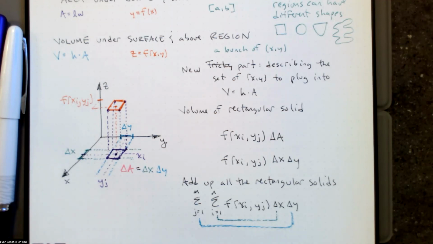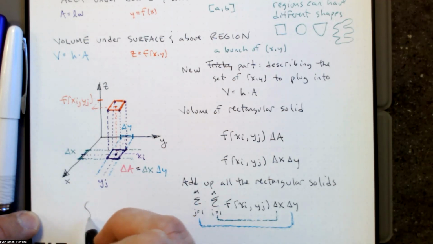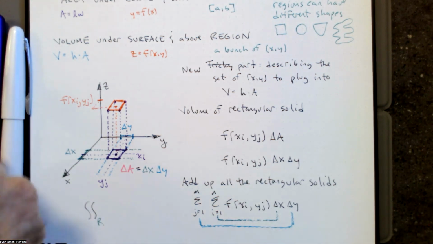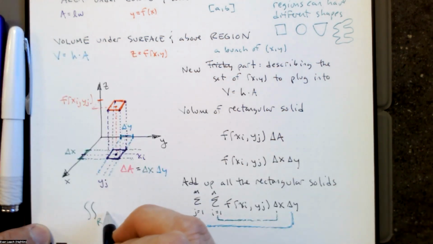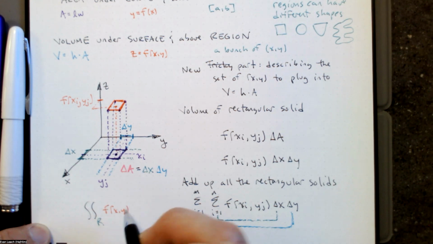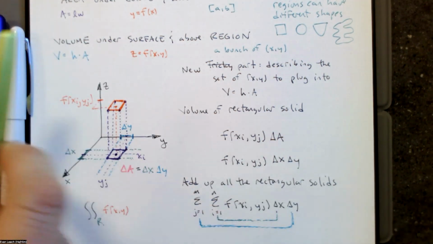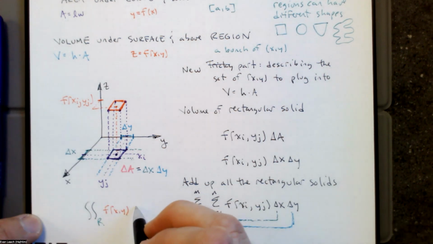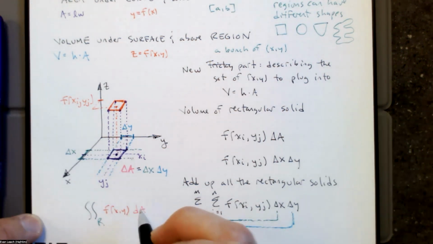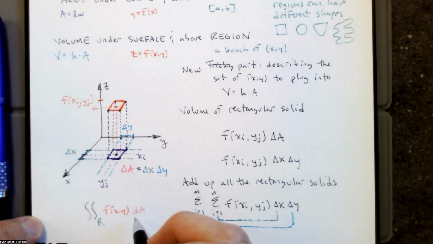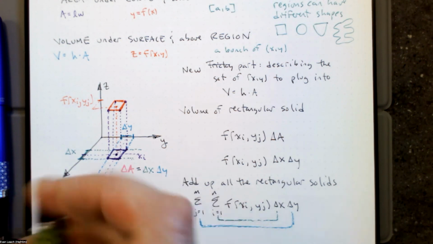So this is going to become our double integral over some region. I'm going to use R for region, of our continuous function f at xy for the height, times dA, and our dA is going to be made up of a dx and a dy.